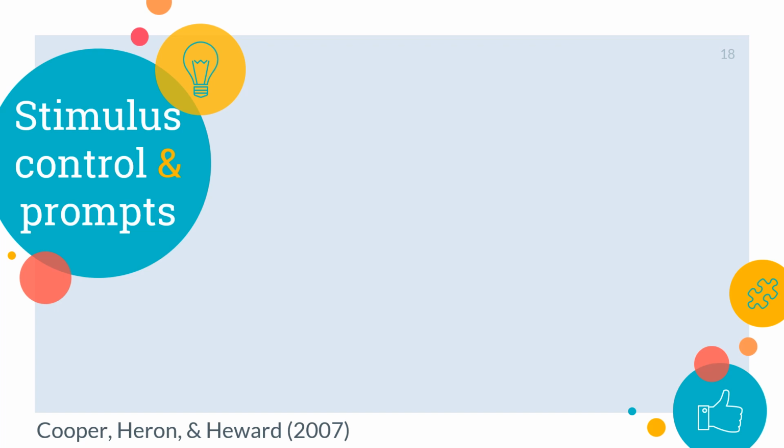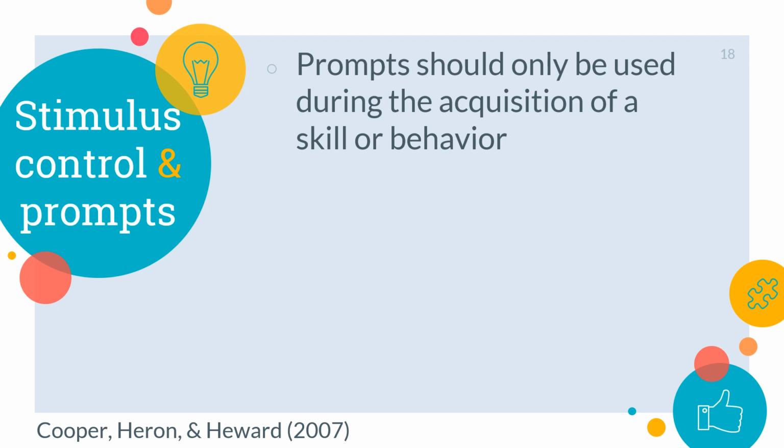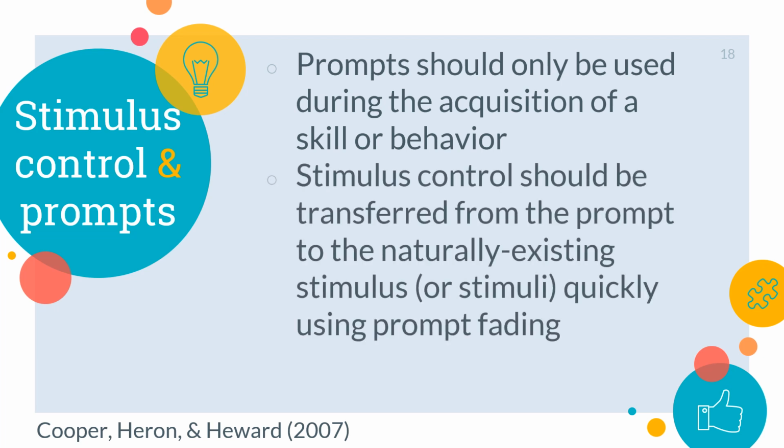Now let's talk about stimulus control and prompts. Prompts should only be used during the acquisition of a skill or behavior. Stimulus control should be transferred from the prompt to the naturally existing stimulus or stimuli quickly, using prompt fading. For the previous example, a prompt could be to physically prompt the child to tap the table.